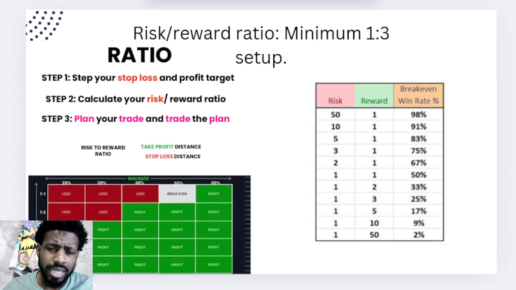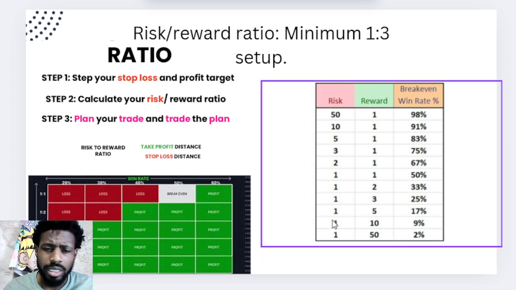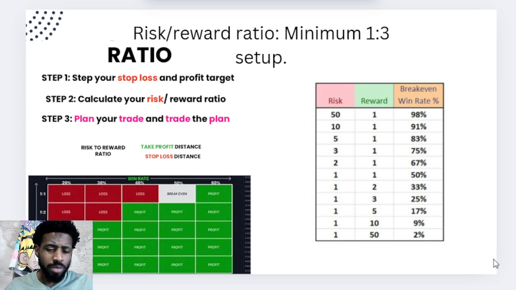And use that to calculate your risk and reward. Okay, and then you want to plan your trades and trade the plan. So step 3, plan your trade and trade your plan. You want to know before you enter the market your risk and your reward. You don't want to just enter the market without knowing your risk, without knowing your reward, because that's very, very important.